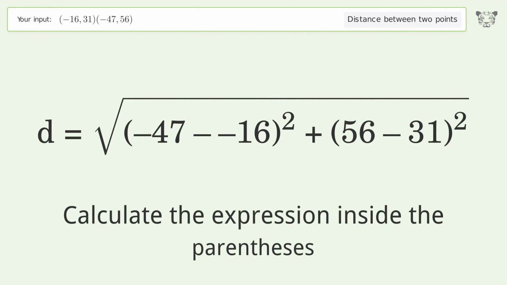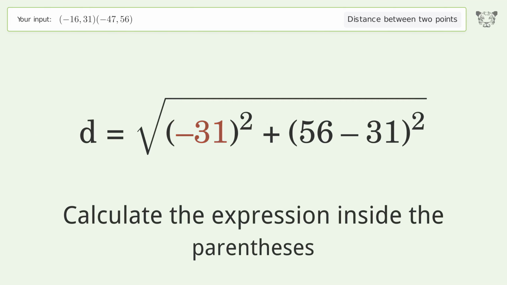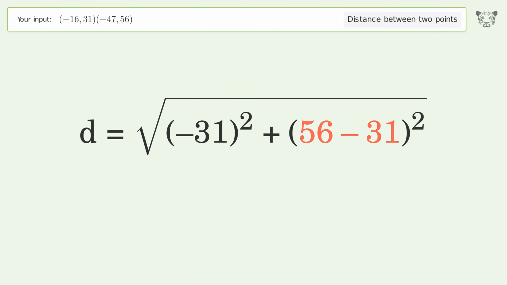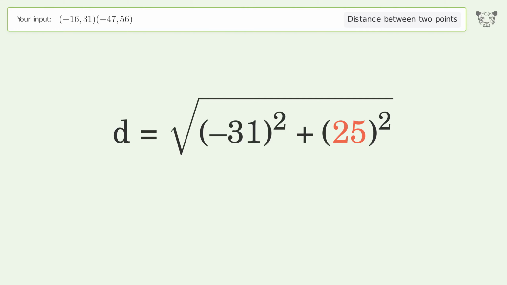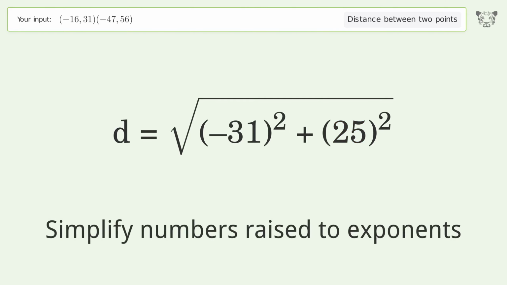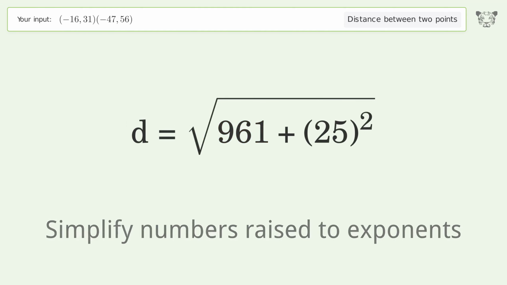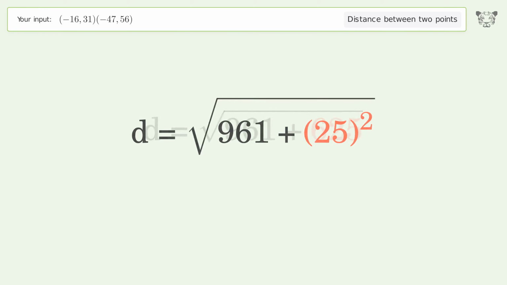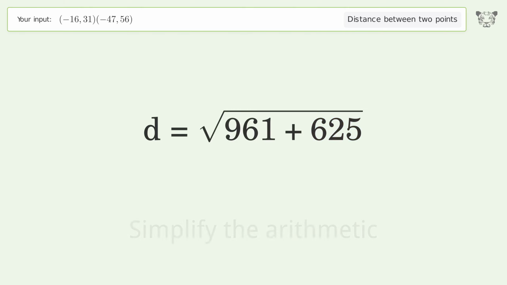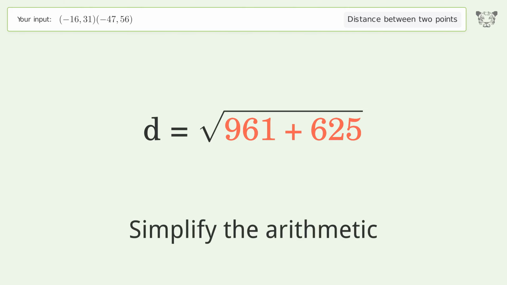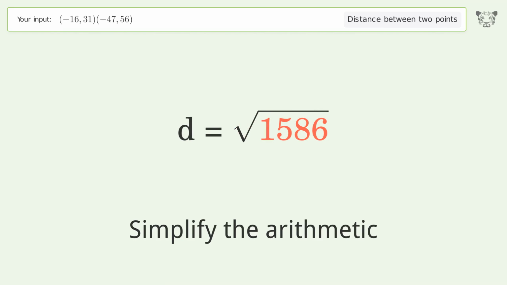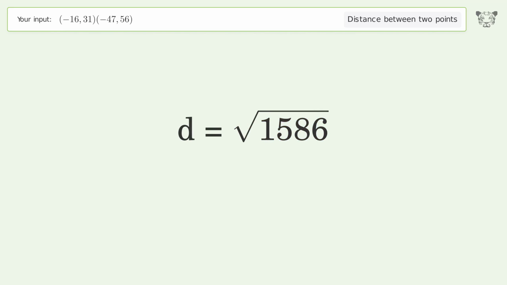Calculate the expression inside the parentheses. Simplify numbers raised to exponents. Simplify the arithmetic. And so the distance between the 2 points is the square root of 1586, or 39.825.